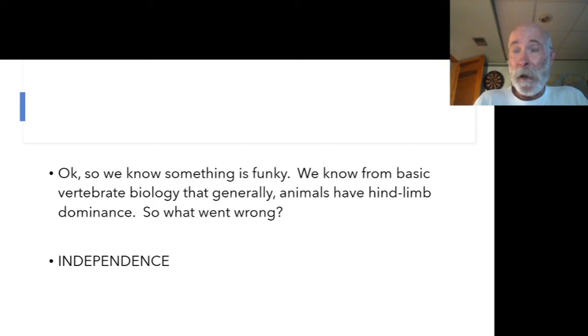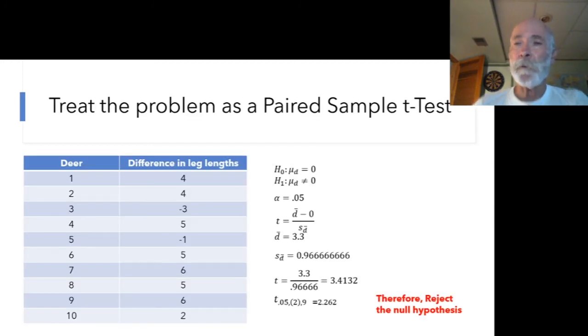And that goes back, if you think about it, to our rules of expectation and variance. The variance of a sum is equal to the sum of the variances plus twice the covariance, unless, of course, the two samples are independent. And we don't have that here. So what we've done is ignored that covariance term, and as a consequence, we have the wrong answer. So we need to treat this in a slightly different way. And in order to do that, we're going to treat it as a paired sample t-test.